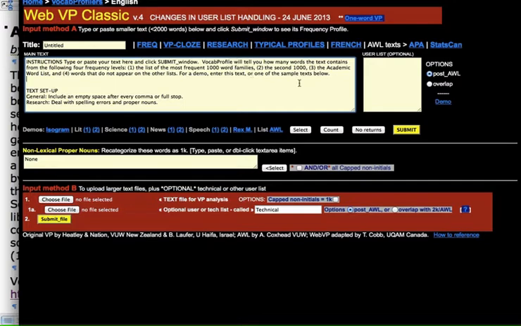Vocab profile will tell you how many words the text contains from the following 4 frequency levels. 1. The list of the most frequent 1,000 word families. We call them K1, K meaning 1,000, and these will show up in blue. 2. The second 1,000, we call these K2 words. 3. The academic word list, or AWL, those show up in yellow. And 4. Words that do not appear on the other lists.